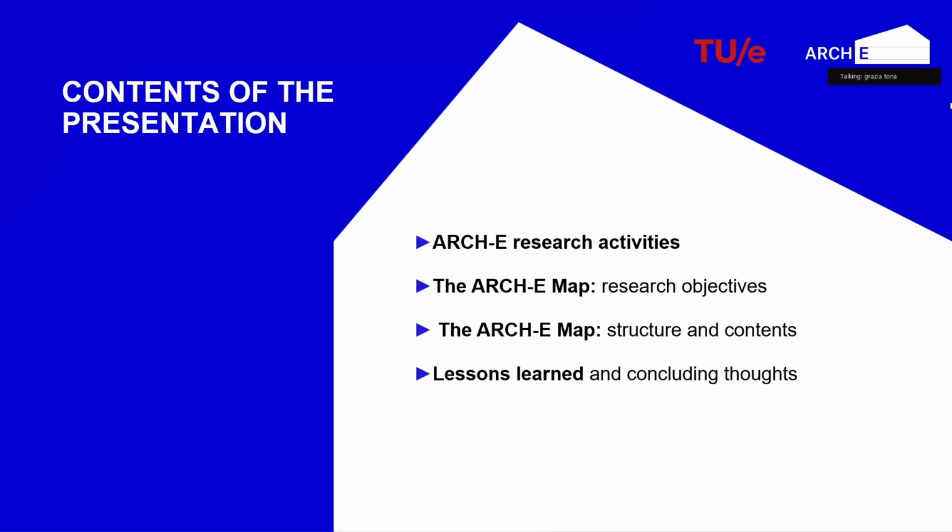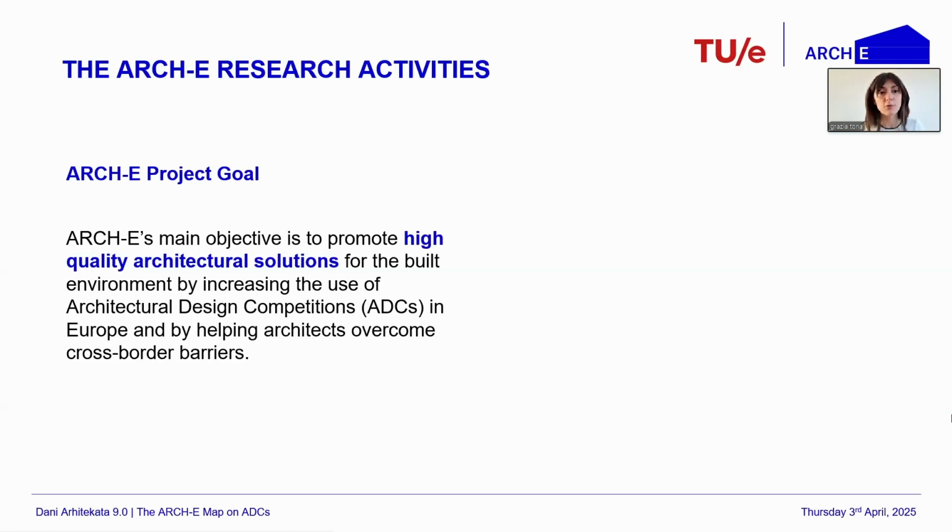We will start with some general objectives of the research activities within the Archi project, and then we will go a little bit more in detail into the Archi map specific objective, structure and content, and finally the key learning from this study. As was previously mentioned in the presentation, the main goal of the project is to promote a high-quality architectural solution for the built environment through the implementation of architectural design competition.